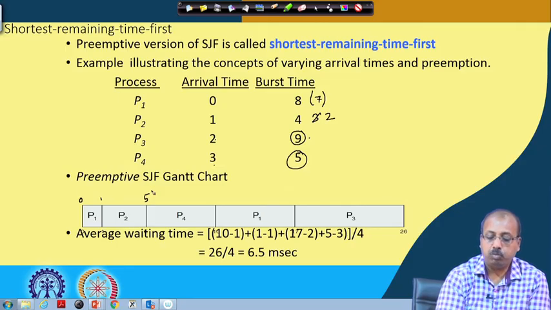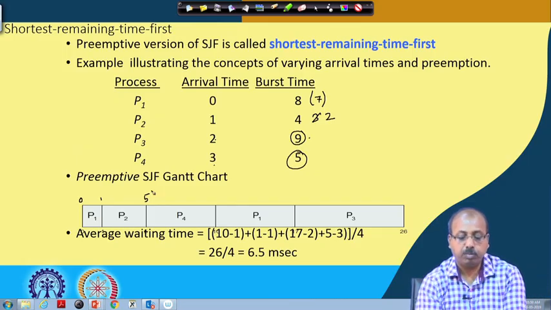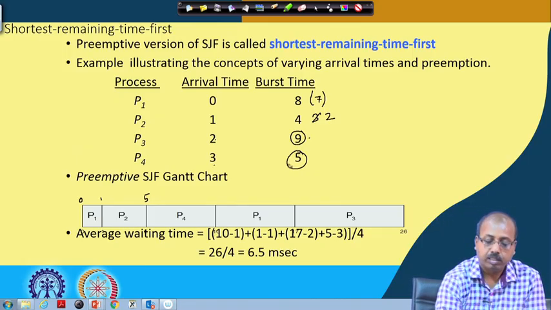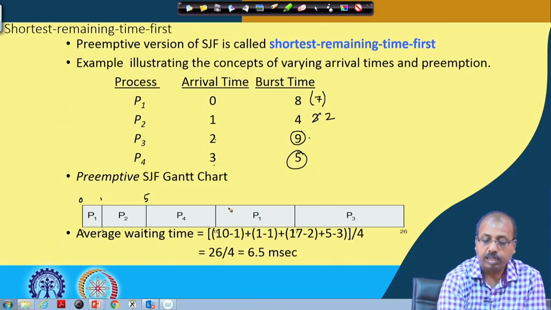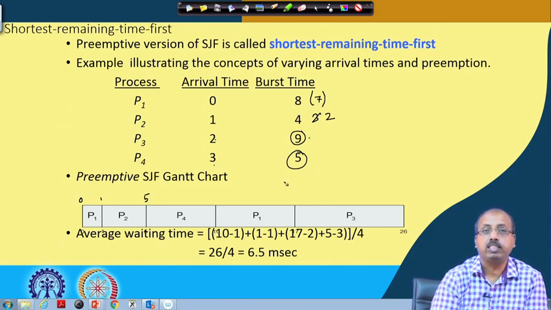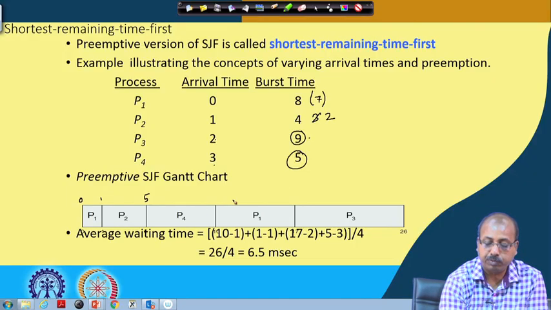Now, we have got 3 processes in the system: P1, P3 and P4, and out of that P4 has the smallest remaining time. So, P4 gets scheduled. So, P4 executes and no further job comes. So, from this point onwards its behavior is similar to SJF. So, P4 executes for 5 time units. So, it completes at time 10.